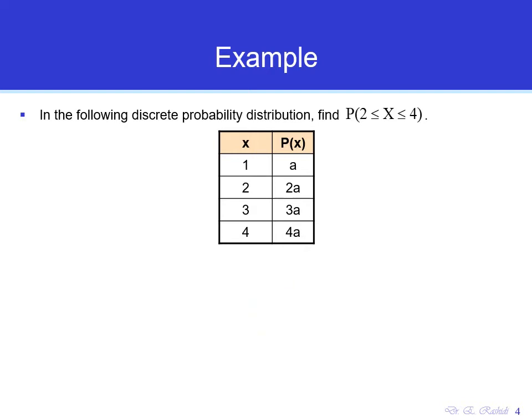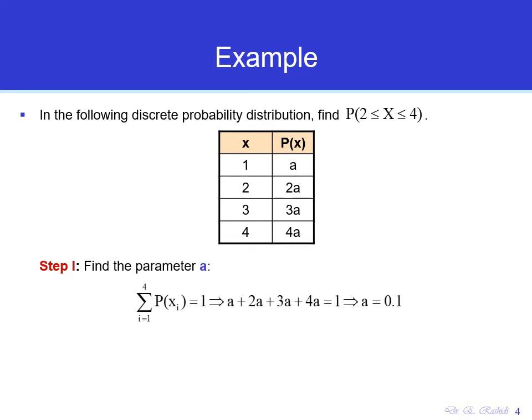The first step that we need to do is find this value a. To find this, we know that the summation of the probabilities would add up to 1. So this means a plus 2a plus 3a plus 4a should be equal to 1. If we solve this equation, a is going to be equal to 0.1. So a is 0.1.